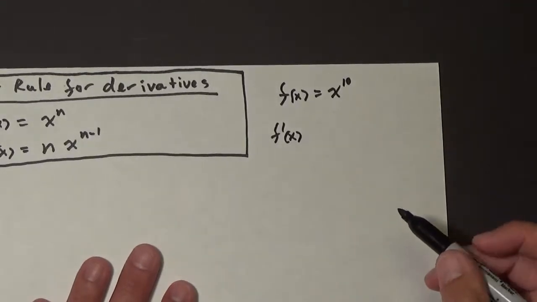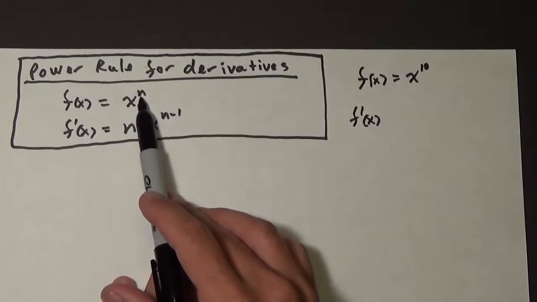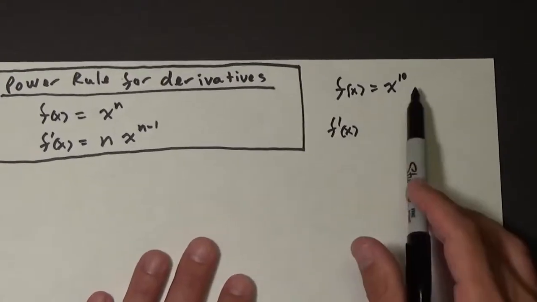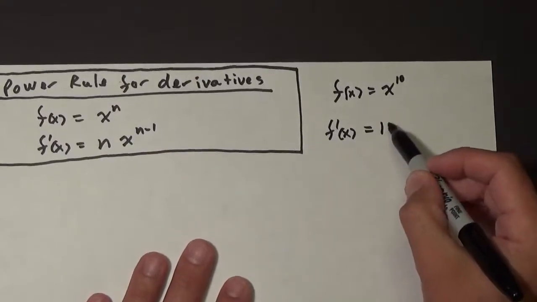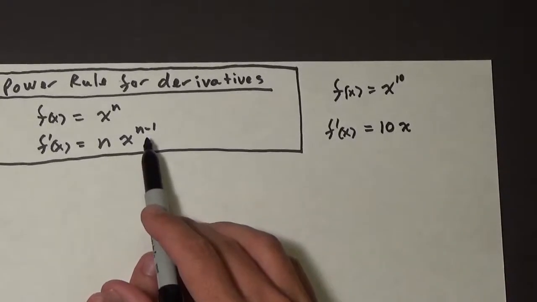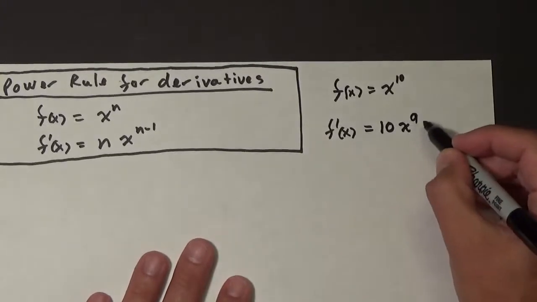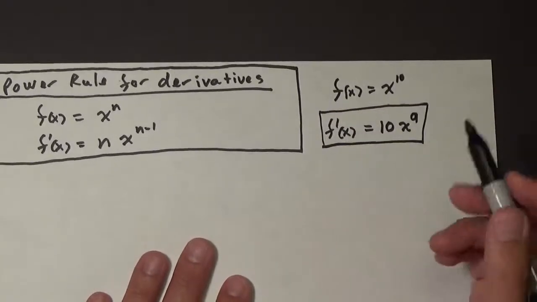Well, to do that, all we have to do, according to this, we have x to the n, so in this case n is 10. So we write n down. We take this 10 and bring it out front. Then we have x, and then we take n and we subtract 1, to the 9th power. There's our derivative.